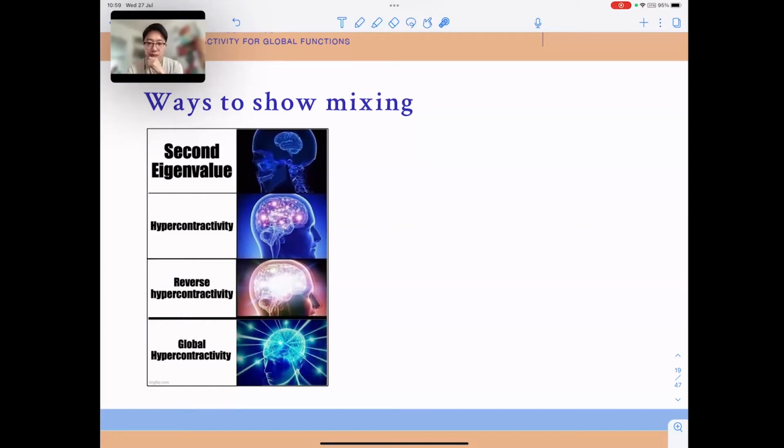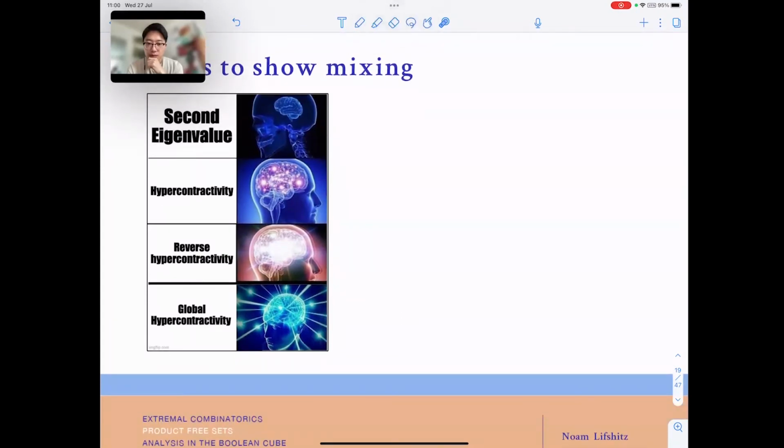But it turns out that hypercontractivity only holds in some domains. For the domains where hypercontractivity is not relevant, people came up with the notion of reverse hypercontractivity, which captures some more spaces, but it's still not what we want. And we had to come up with a new notion called hypercontractivity for global functions. And that's, I guess, the title of the talk, this new way of showing mixing.